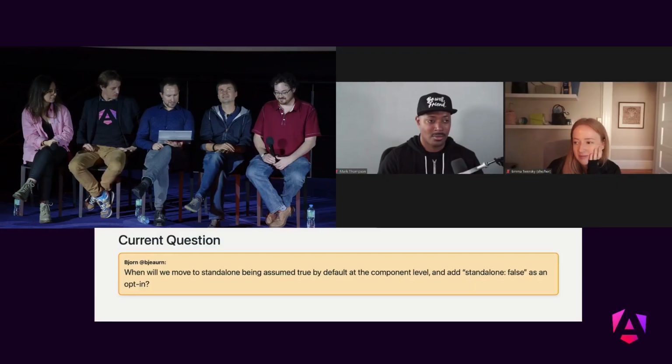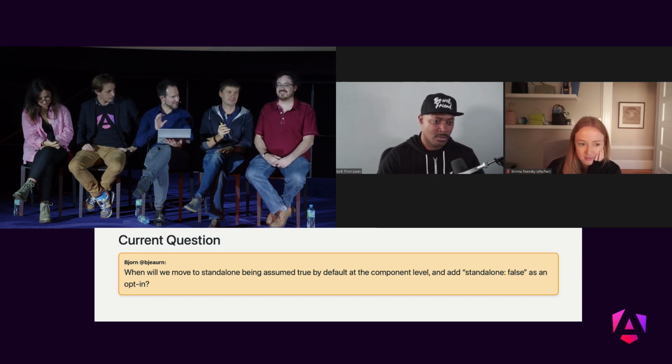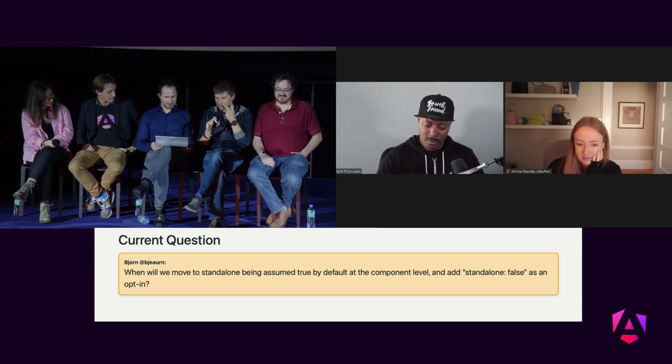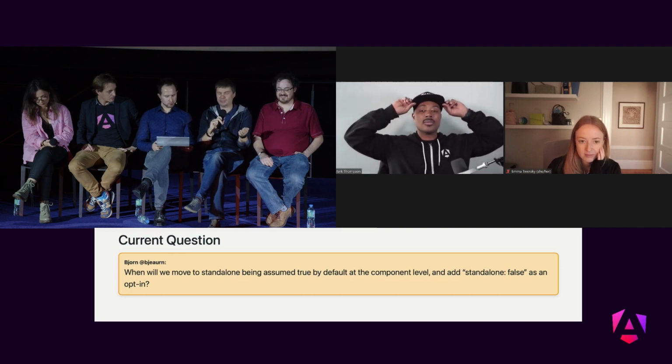Next question, moving away from the new logo that was introduced yesterday. When will we move to standalone being assumed to be truly the default option for components? And maybe to extend this question, are there any plans for the Signal component and combinations of Signal and standalone and so on? So let's take those questions one by one. Mm-hmm. So there was a question about when NgModules will disappear, right? Potentially get deprecated and so on. And I think actually the first step is to make standalone default, right? Nothing will happen to NgModules before we actually flip the flag for default for standalone.